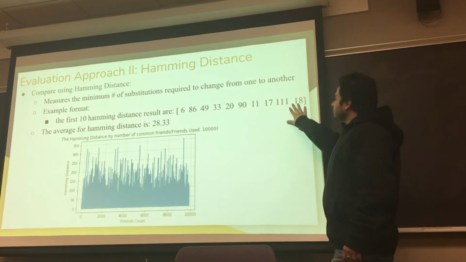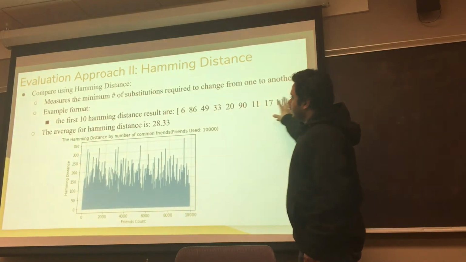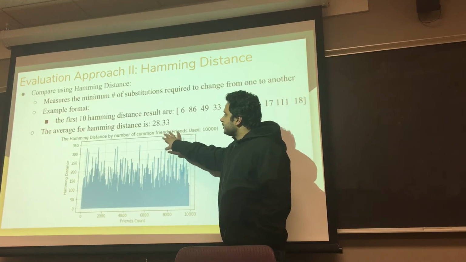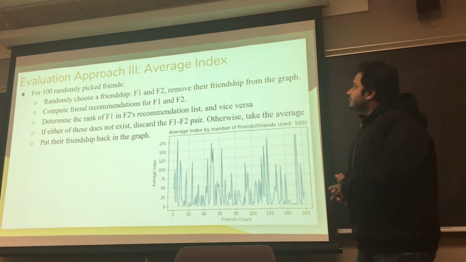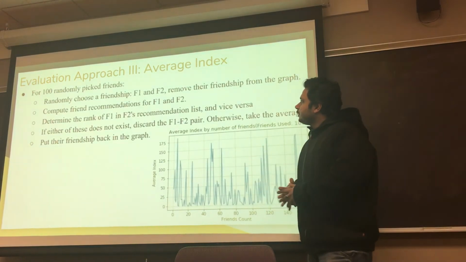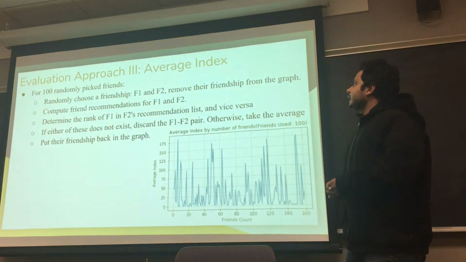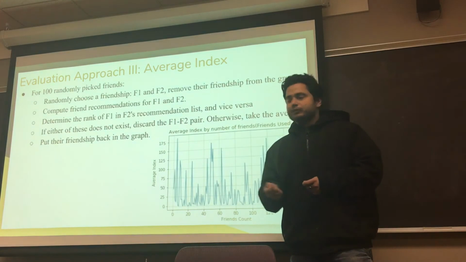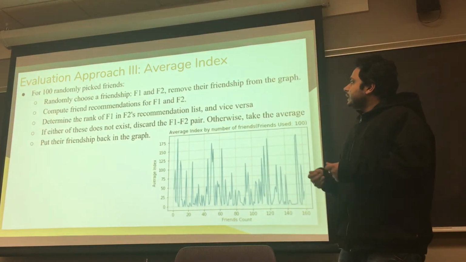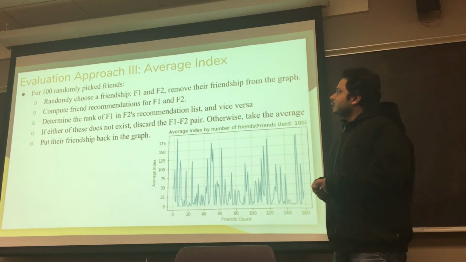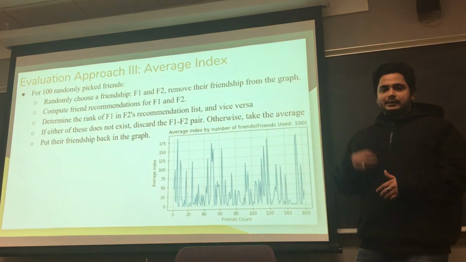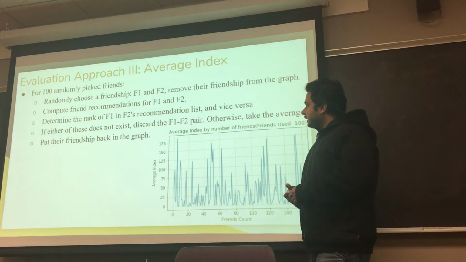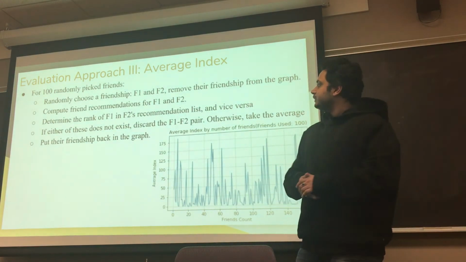These are the top 10 results that we have for Hamming distance, and for our data set the average of Hamming distance is 28.33. Now the third approach is average index. In this approach we randomly pick 2 friends and we disconnect their friendship from the graph, and then we run our algorithm for both the users. At the end, if we find one user in the other's list and vice versa, we take the average of the indexes, else we discard it. And at the end, we put their friendship back in the graph.